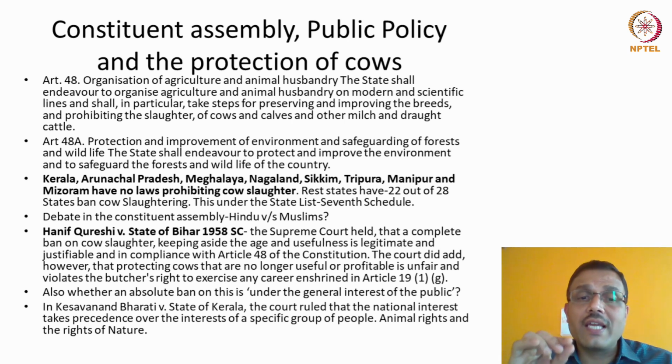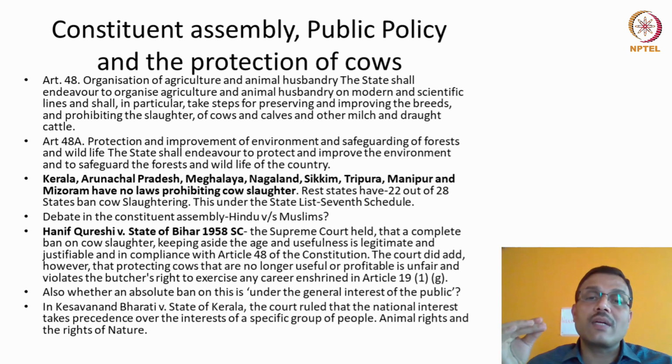The Hanif Qureshi case, State of Bihar, decided by the Supreme Court in 1958, is a great example of the kind of challenge that was taken to cow slaughter. People felt that just having a special protection for cows and not other forms of cattle, looking at protection of cows for what purpose? Milch cows and those cows that probably add to the white revolution.